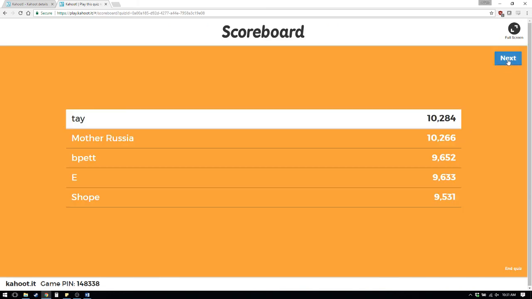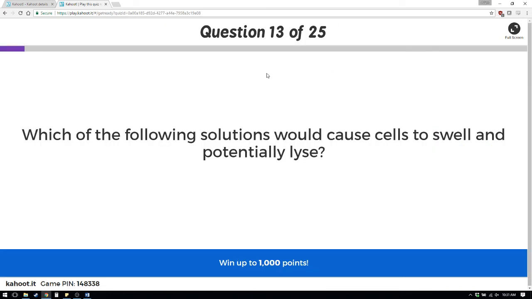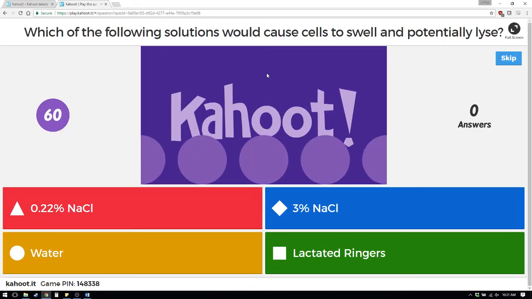Okay, continuing on. So which of the following solutions would cause cells to swell and potentially lyse, which is not so swell?